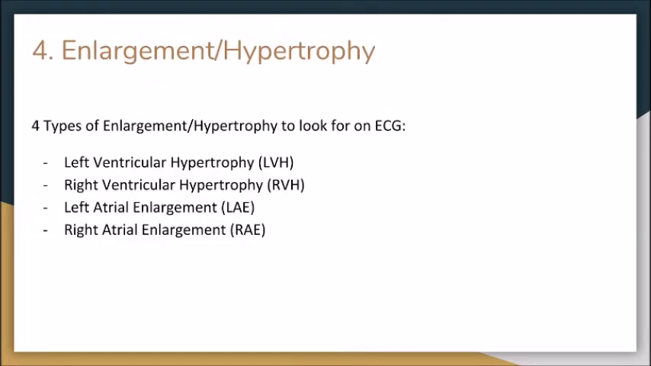Now, let's look at the types of enlargement and hypertrophy that you should be able to identify on an EKG. So there's 4 types we're going to talk about right now: left ventricular hypertrophy, right ventricular hypertrophy, left atrial enlargement, and right atrial enlargement. And we're going to talk about each of these with their specific findings now.